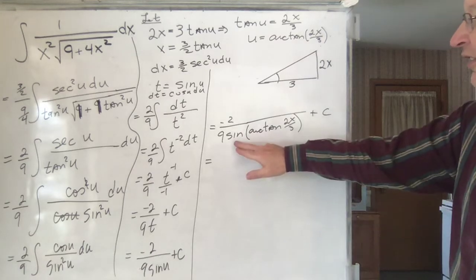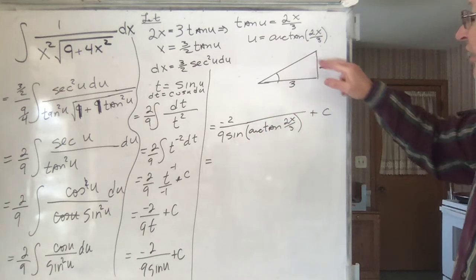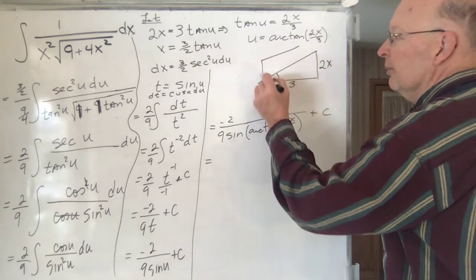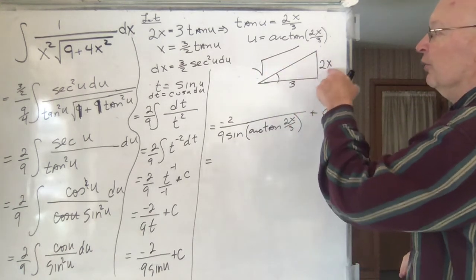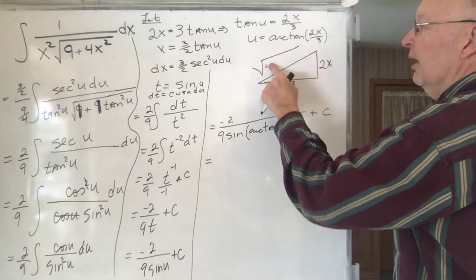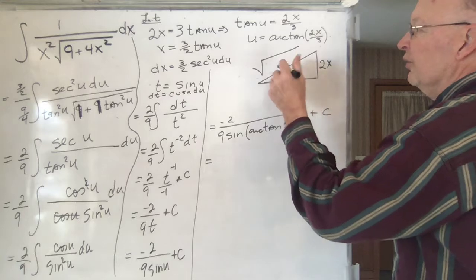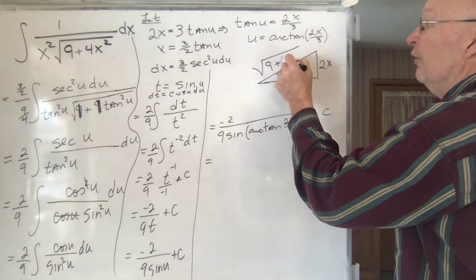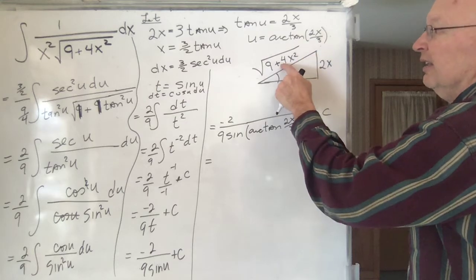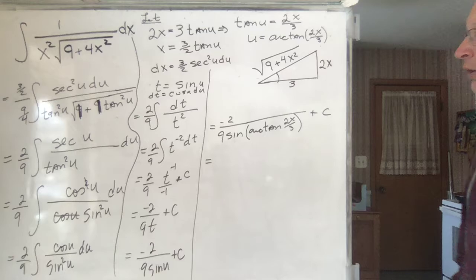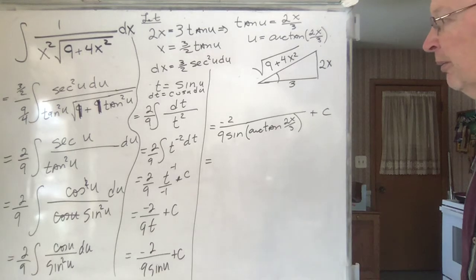Now notice I need the sine of that. The sine is this over this. How do I find this thing? Pythagorean's theorem. What does Pythagorean's theorem say? It's the square root of this thing squared, which is 9, plus this thing squared, which is 4x squared. Look at that, I ended up with something very similar to what I started with. That's encouraging. If I didn't, something would have been amiss.